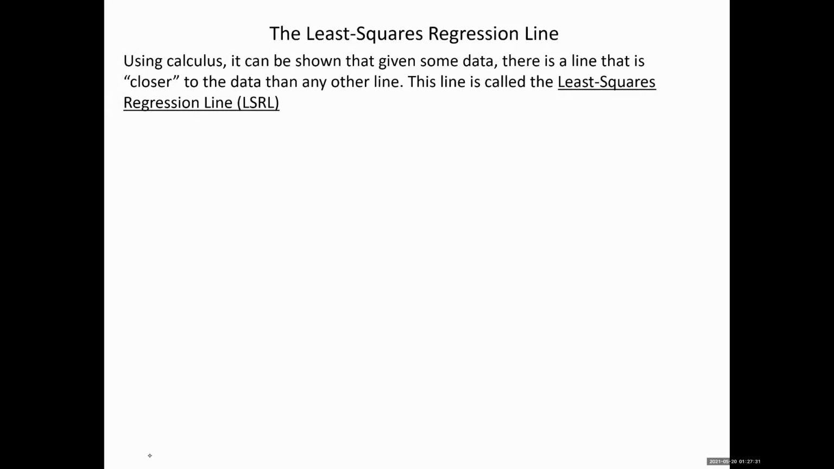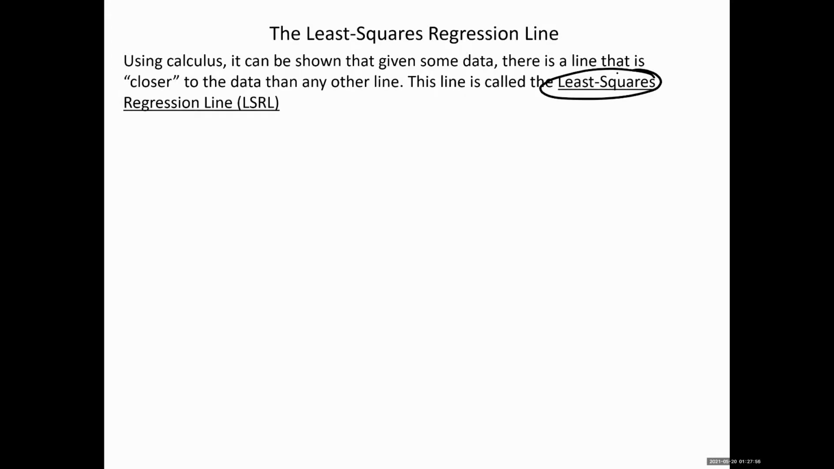So it turns out that if you have any set of paired data, there's a line that's closer to the data than any other line. And that line is called the least squares regression line. So that's the line that we want. What it means is, once we find this equation, any other line will be further away from the data than this one. It's called least squares because of the way we define the total error.